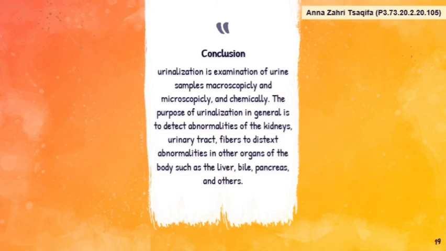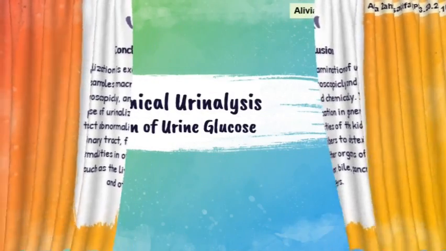Conclusion. Urinalysis is the examination of urine samples macroscopically, microscopically, and chemically. The purpose of urinalysis in general is to detect abnormalities of the kidneys and urinary tract, and to detect abnormalities in other organs of the body such as the liver, bile, pancreas, and others.